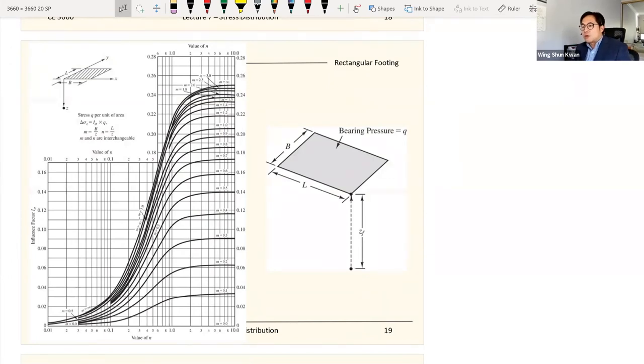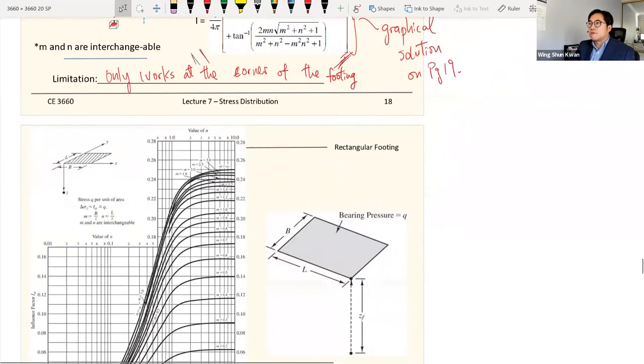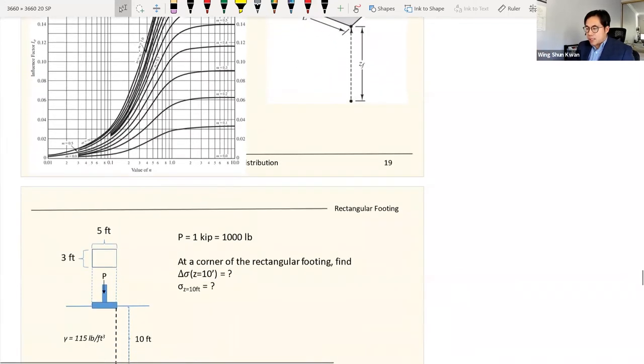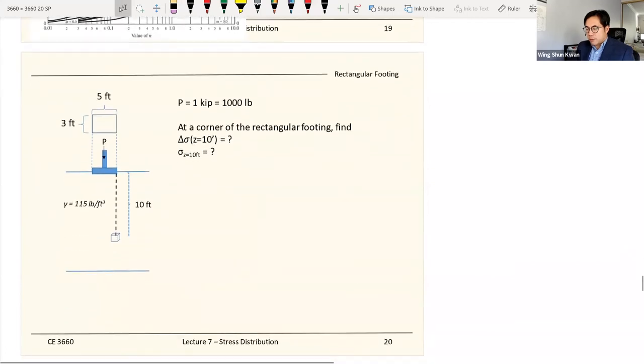Once you know how to use this chart, you don't need to plug in all the numbers, and you can find your answer. But the disadvantage is you need to eyeball. Sometimes it's not quite accurate if you try to interpret between the contour lines. Anyways, let's do a quick example together. I will walk you through how to use the design chart.